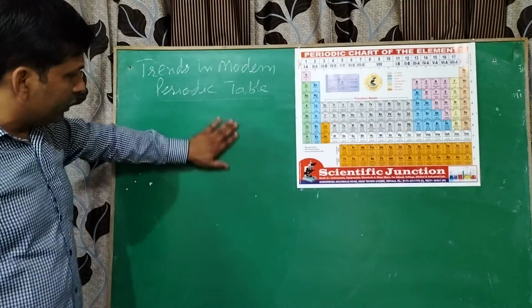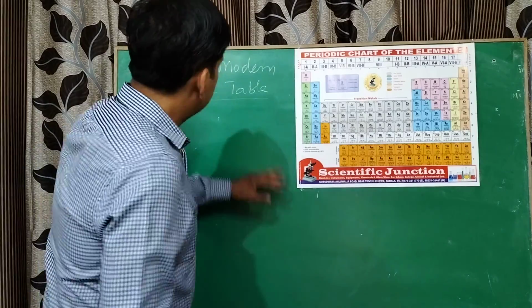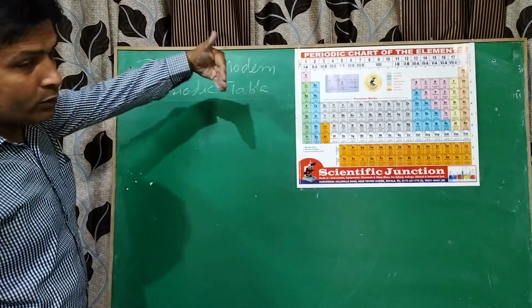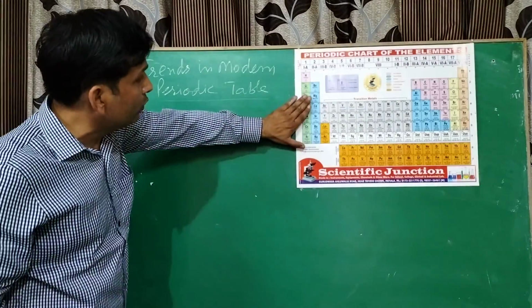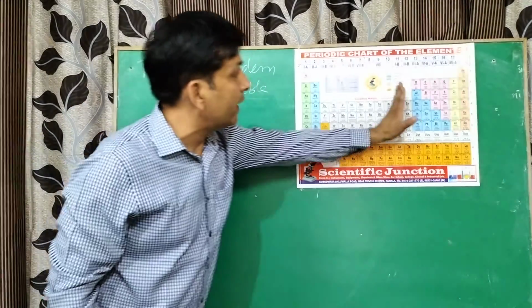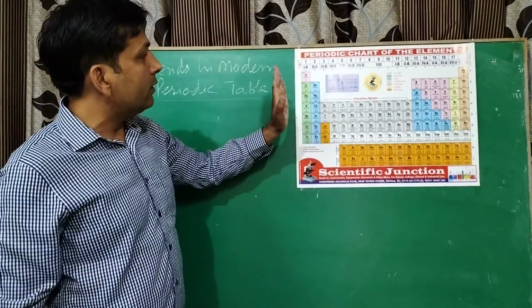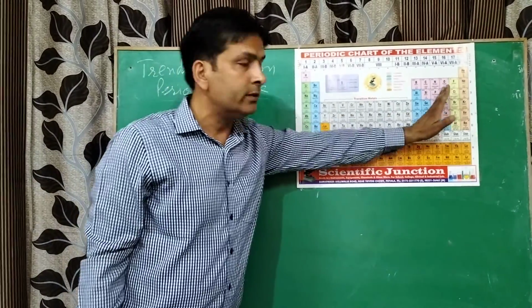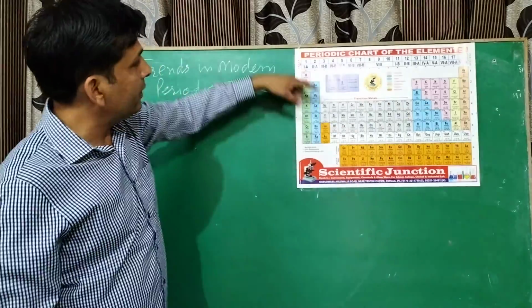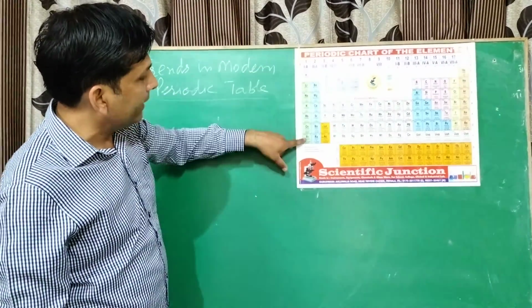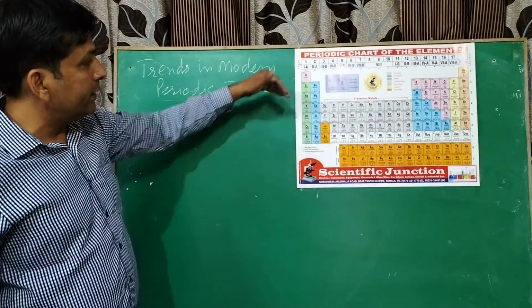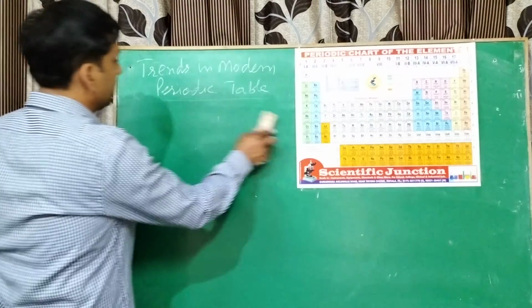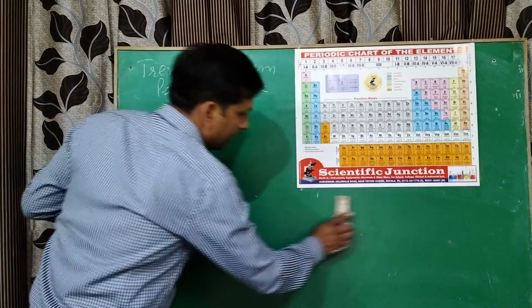In today's lecture, we are going to discuss the trends in the modern periodic table. As I have already told you, when we go from left to right in a periodic table, the metallic character decreases and non-metallic character increases. This is a trend. In a similar way, when we go from up to down in a group, what changes take place? These are the trends. In this lecture, we are going to study the trends.